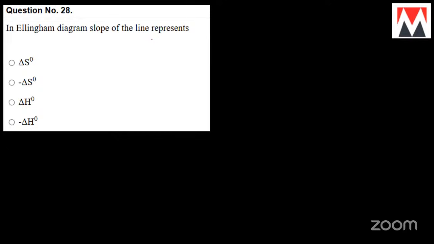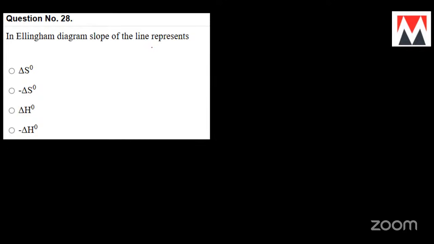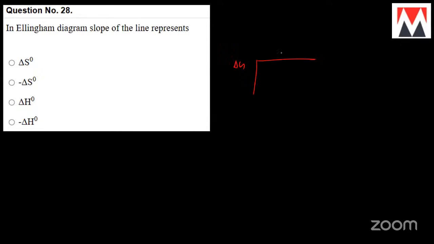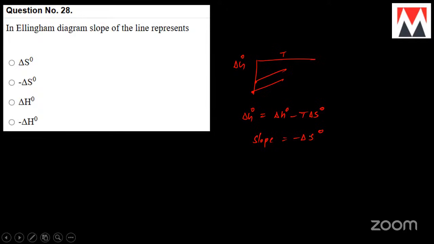If you see the Ellingham diagram, the graph is between delta G and T. So if you write delta G naught equal to delta H naught minus T delta S naught, these are straight lines. The intercept values are nothing but your delta H naught values, and your x axis is T, so your slope is minus delta S. So your answer is B.